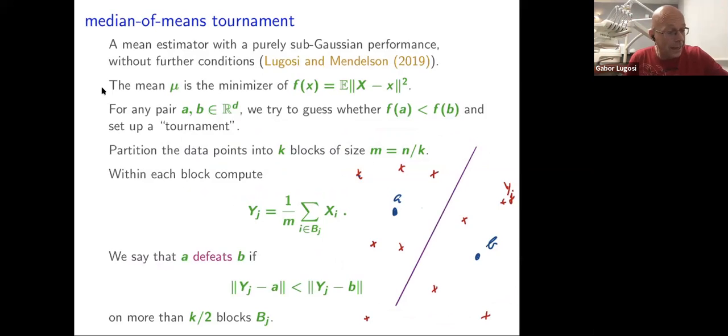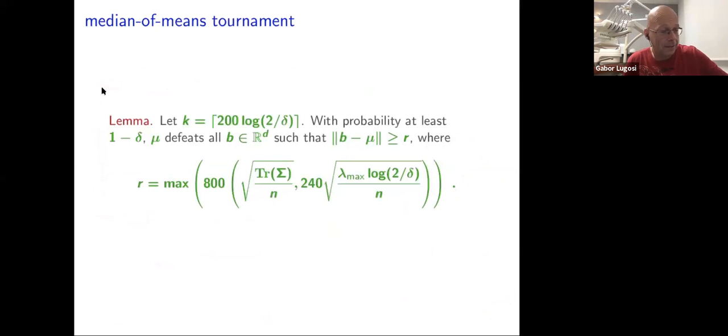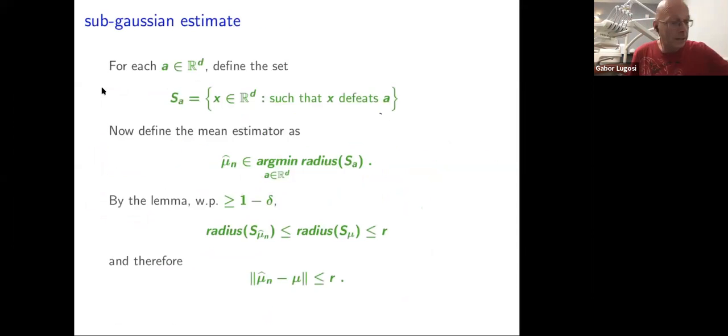Now, once I have this lemma, and I will show you a sketch of how to prove this, it's very easy to cook up an estimator, because for each candidate point, I can look at the set of those points that defeat that point. This is going to be a weird set. It's not convex or anything, but it's a bounded set.